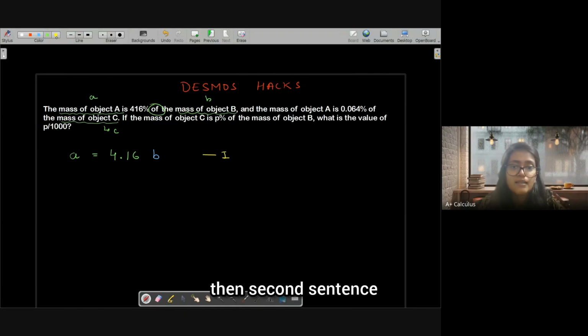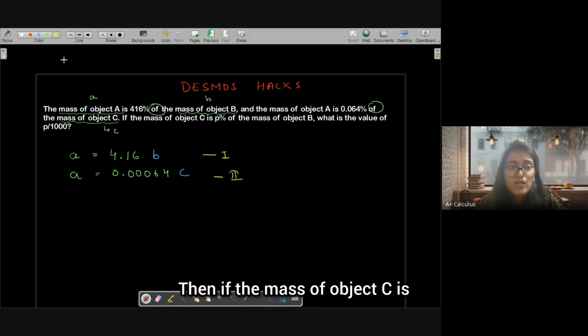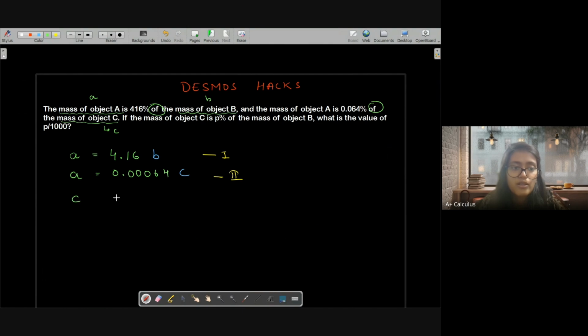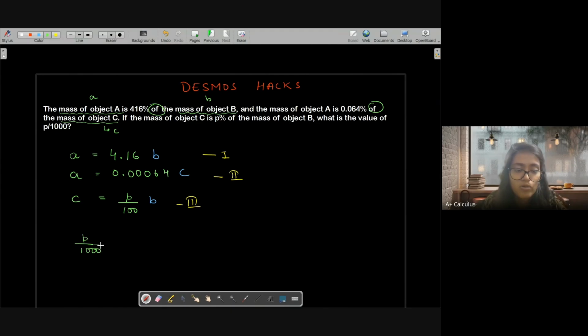Then second sentence, the mass of object A is, so A is 0.064%. That's going to be 0.00064. So of, so multiplication, the mass of object C. So I'll write C here. That's the second equation. Then if the mass of object C is, okay, so C is P%. P% means P over 100 of the mass of object B. So write B. What is the value of P over 1000? So we have to find out the value of P over 1000.